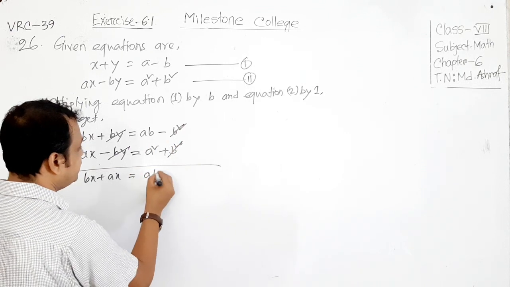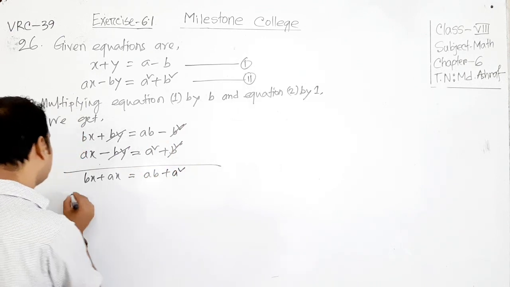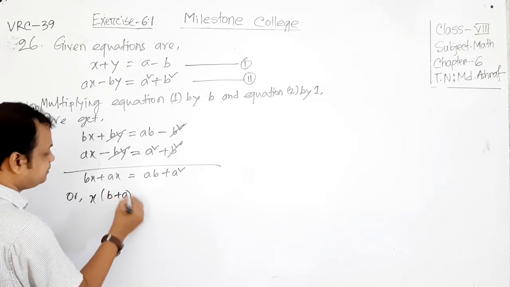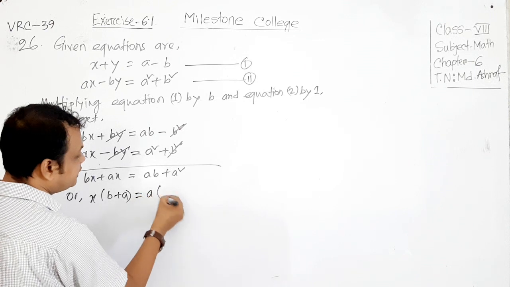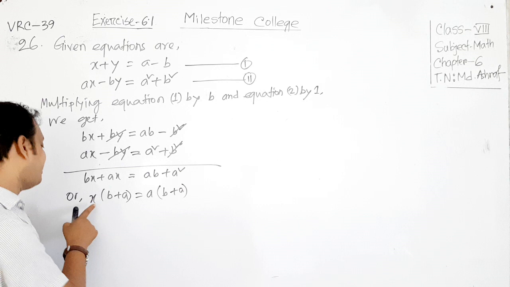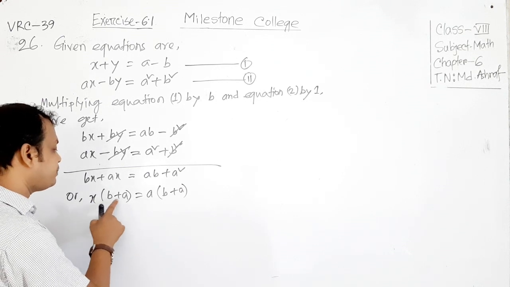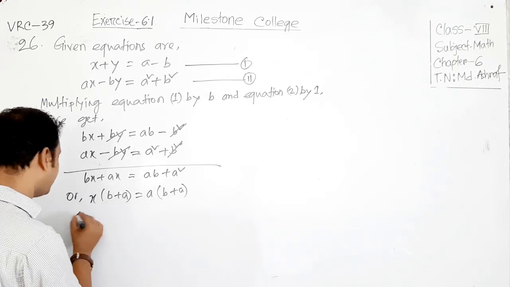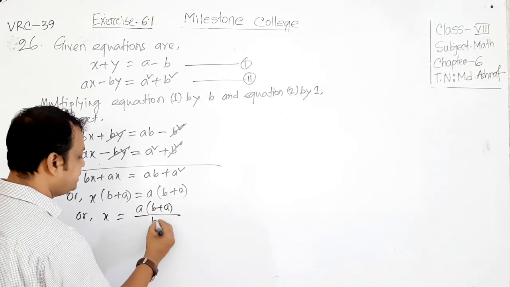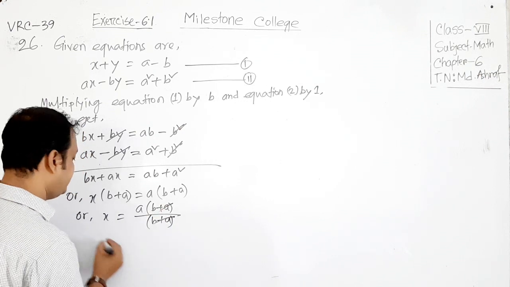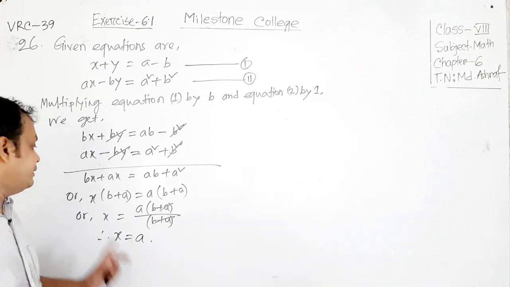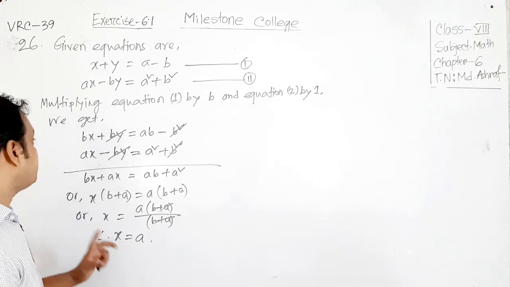Then how do we get here? ab plus a square. Okay, so now take x common, then we will get b plus a. Here we can take a common, then we will get b plus a. Then we want to find the value of x, so b plus a will change its side. Then x equals a into b plus a divided by b plus a. This part will be eliminated, then we have got x equals a. So this is the value of the variable x.